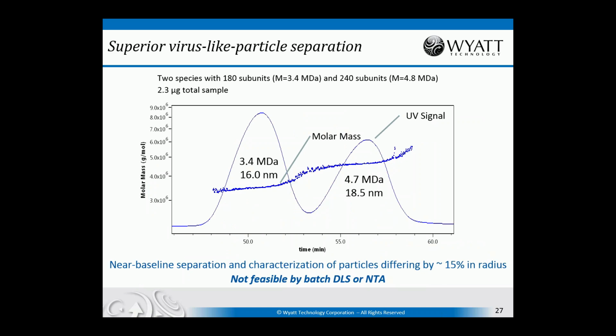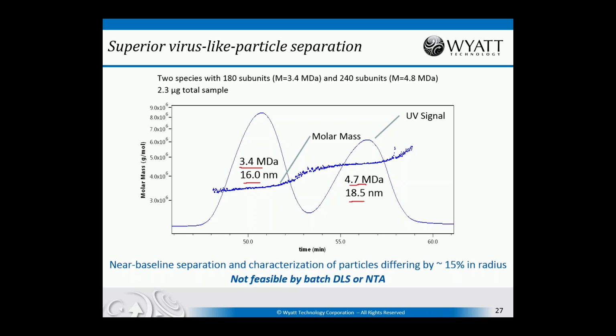And so, as I mentioned earlier, we can look at even better resolution. This is an example of separating virus-like particles. There are two different particles that correspond to 3.4 megadalton and 4.7 megadalton as measured by downstream light scattering. The particle sizes are 16 nanometer and 18.5 nanometer, and there's nearly baseline separation. There's very good separation between them, even though they differ in size by about 10%, a little more than 10%, 15%.